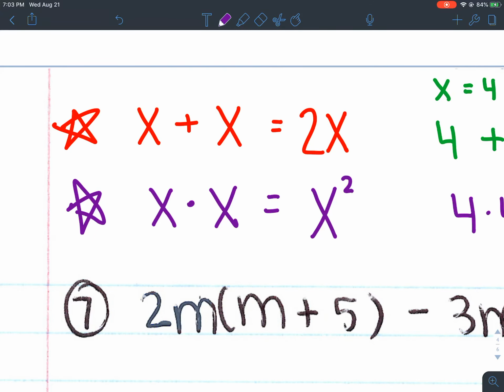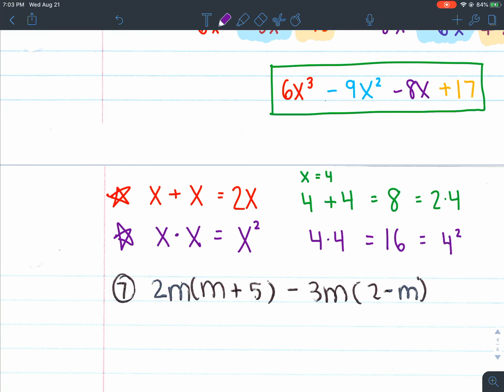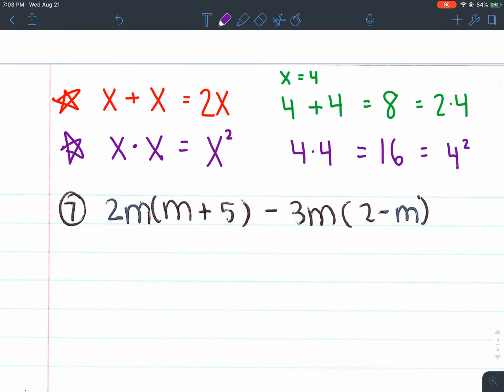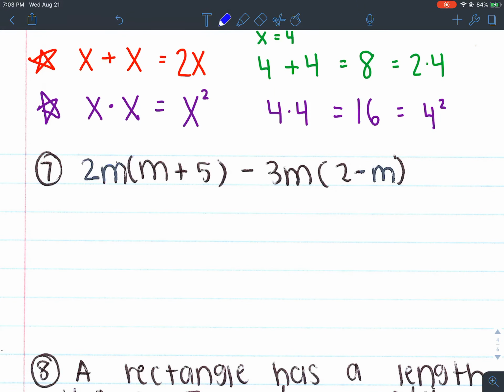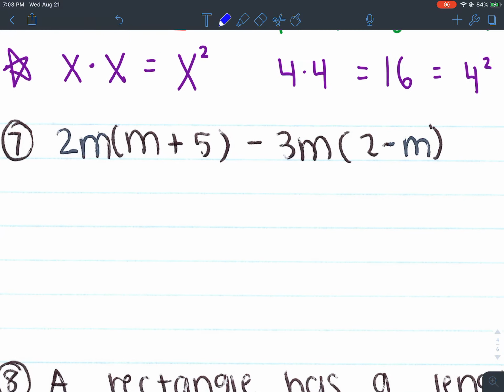So when we have x plus x, that is 2x. But if we have x times x, that's x squared. Okay, because remember, squared means you're multiplying something by itself. So, now that we've gone through that lesson, if you have a problem with that, please let me know, because that is something that we do struggle with in Algebra 1.